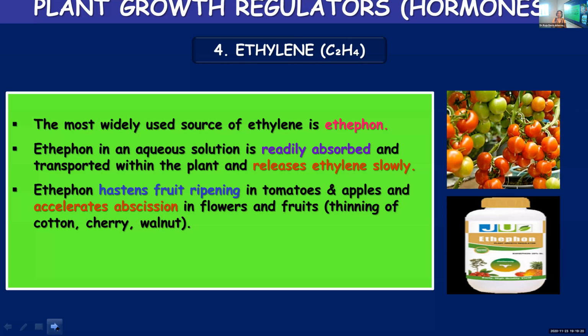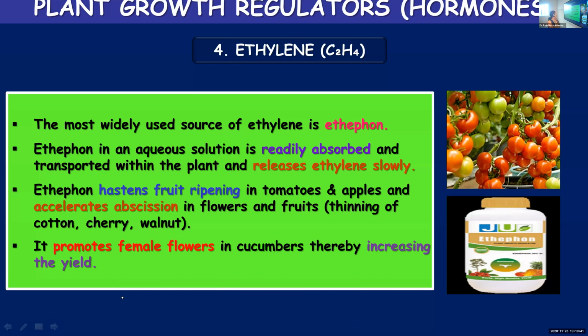Not only space, all the other requirements also will be sufficient for them, and they'll be growing effectively, getting a better yield. But if all these fruits are growing together, they may not get sufficient space to grow, or there can be some shortage in the nutrients also. So this is carried out with the help of the hormone ethylene. It promotes female flowers in cucumbers, thereby increasing the yield.